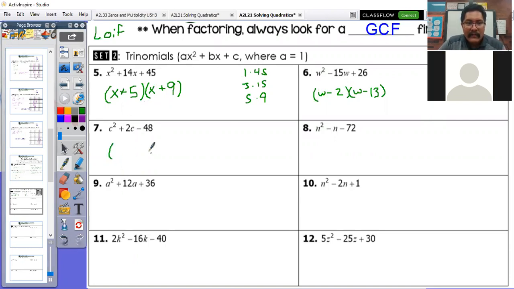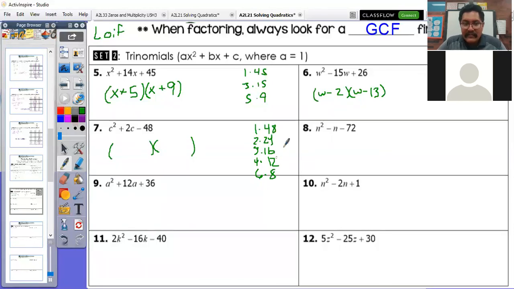Now with this one here, I have 48, and there are a lot of numbers I can multiply to get 48. There are a lot. 3 times 16, 4 times 12. And I think there's even more than that. Let's see, 6 times 8. I kind of thought so, but I wanted to make sure. Okay, so I have a lot of different combinations, right?